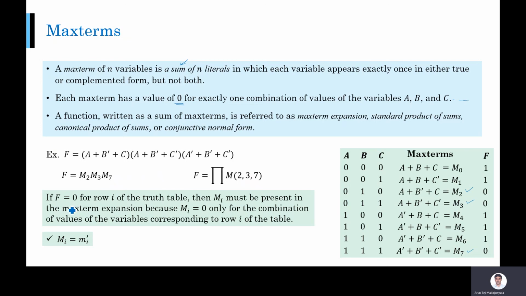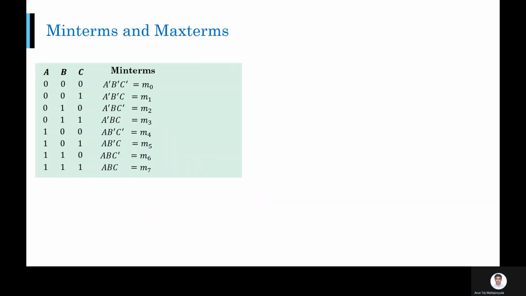So if f is equal to 0 for row i of the truth table, then Mi must be present in the max term expansion, because Mi is equal to 0 only for that particular combination of variables. Similar to the minterm expansion, it is easy to see that the max term expansion is also unique for a function.